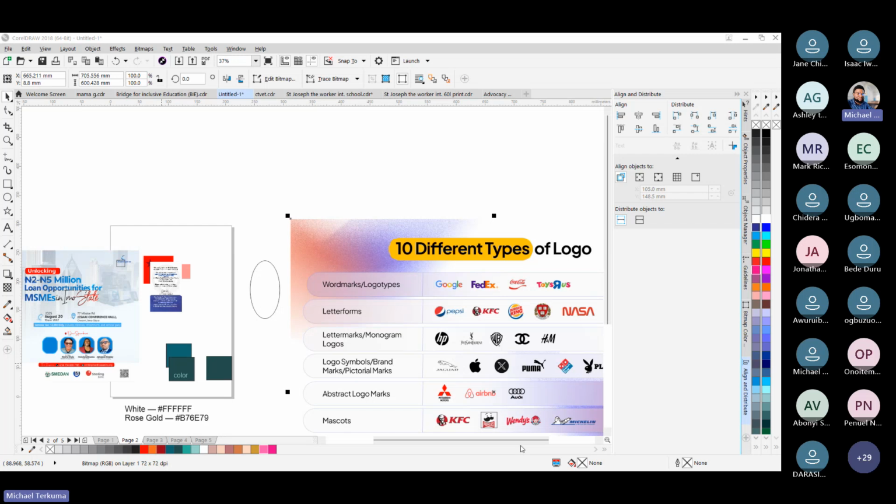Mercedes was not a car brand from the beginning. Lamborghini used to manufacture tractors, so it was not a luxurious car brand. We have many of those brands that started with one idea and switched to another idea. So that is where the kind of abstract logo can come in, right?